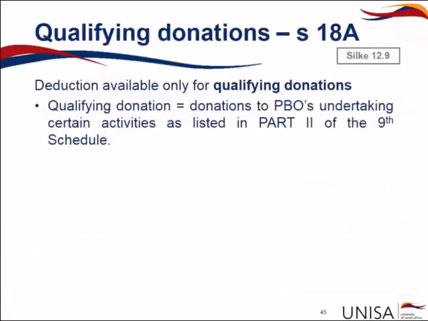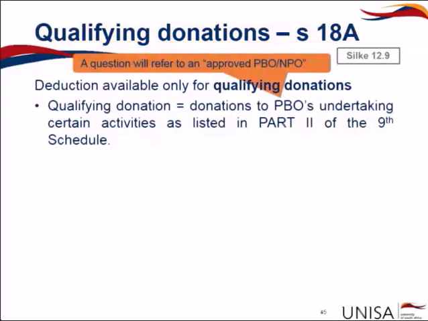The Section 18A deduction is only available for qualifying donations. So a qualifying donation would be a donation to a public benefit organization undertaking any activities as listed in Part 2 of the 9th schedule. In a question, we will refer to it as an approved public benefit organization. So if you see us tell you that it's a public benefit organization, then you would know that it is a qualifying donation. However, just because we made a qualifying donation doesn't necessarily mean we get a deduction for it. We have to obtain a Section 18A receipt. So in the question, we would either need to tell you that or say that we obtained all necessary documentation.